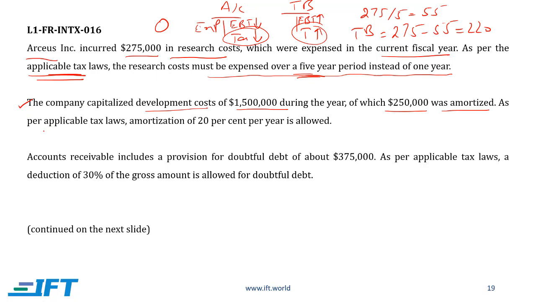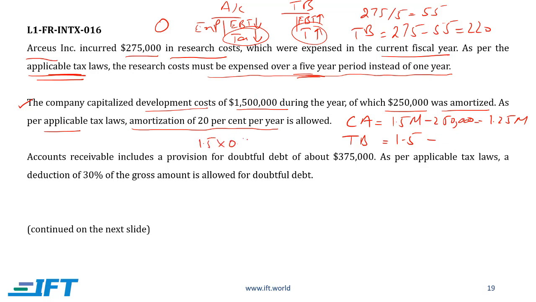The company capitalized development cost of 1.5 million during the year, of which 250,000 was amortized. As per applicable tax laws, amortization of 20% per year is allowed. So your carrying amount over here would be 1.5 million minus 250,000. Your tax base over here would be 1.5 million, but your amortization would be 20% of 1.5 million, that is what? 300,000. So 1.5 million times 0.2 is 300,000. So 1.5 million minus 300,000 is what? 1.2 million. Okay.